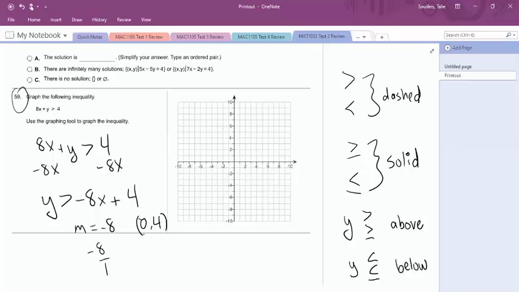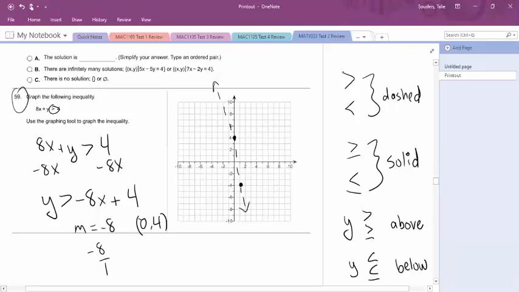Okay, so now we're going to graph (0, 4), and then use the slope. So what are we going to do? Go down 8 over 1. Go down 8 and then to the right one. Very good. Is this going to be a solid line or a dashed line? Dashed. How do you know it's going to be dashed? Because there's no line underneath. Good. So it's going to be dashed because there's no line. It's not allowed to equal it.